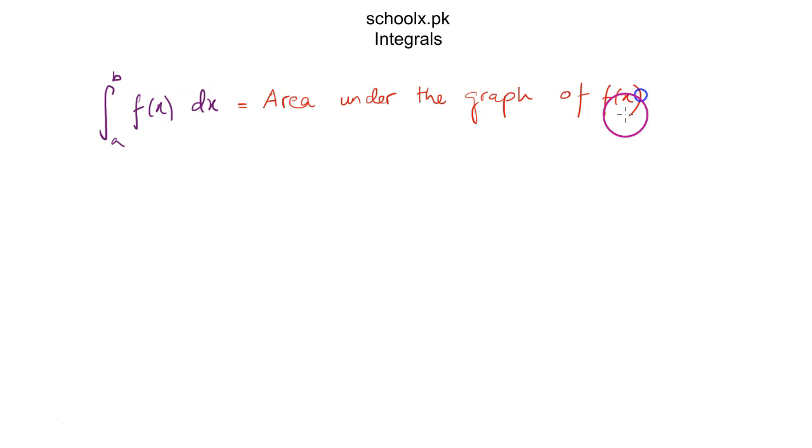When it is written in this manner, the integral of f of x dx from b to a, what this means is the area under the graph of f of x, with respect to, this is quite important, with respect to the x-axis, from x equals a to x equals b, and this is spoken as integral of f of x from x equal to a to x equal to b.